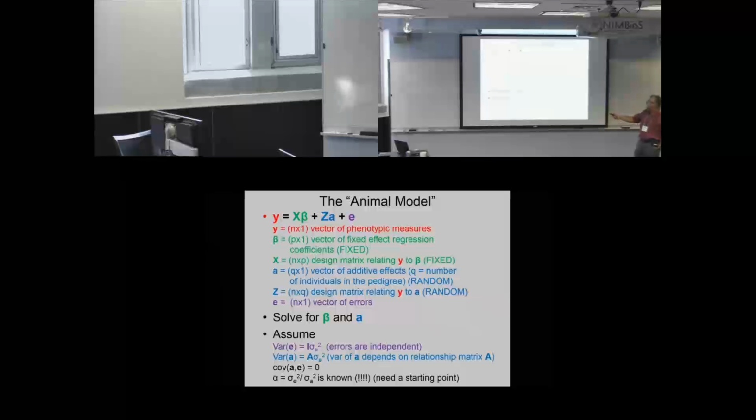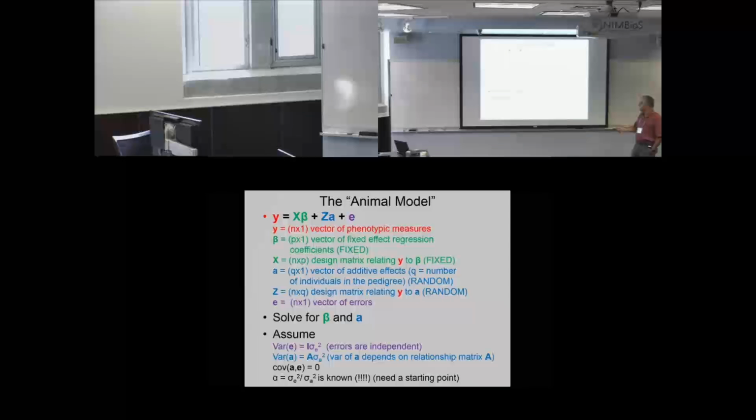Okay. So this is the animal model, and as we'll see in a minute, we know everything in this equation except beta and A. The beta, which is the vector of fixed effects, and A, which is the vector of additive effects. Now we need to make some assumptions before we can solve this.